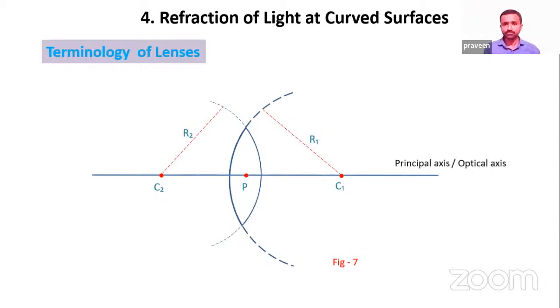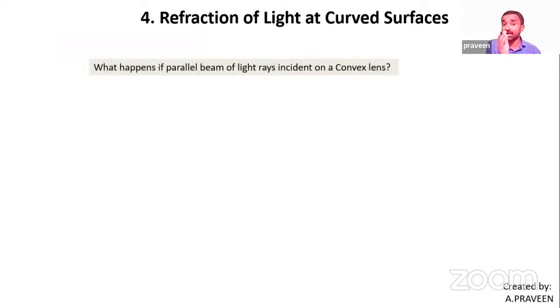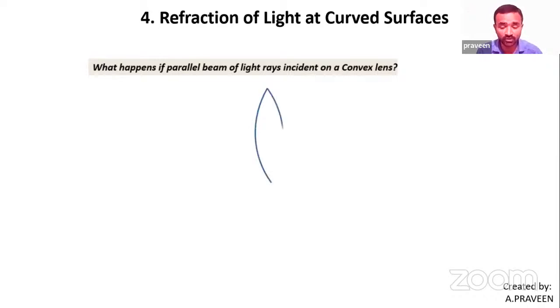Now we'll go to the behavior of light rays. What happens if a parallel beam of light rays is incident on a convex lens? For that, what do we need? One lens. So here I am selecting a double convex lens. Then what to do?